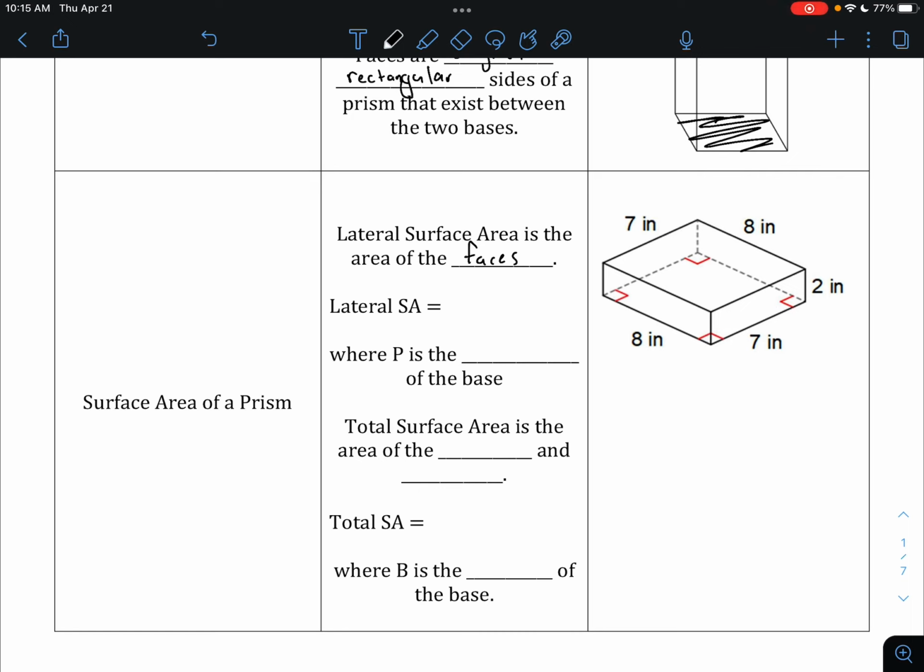And the formula for the lateral surface area is P times the height. Now, hopefully we remember from the previous unit that capital P stands for perimeter. So capital P is the perimeter of the base, and H is the height. So in this diagram, 2 here is our height, and we can find our perimeter based on these two values here.